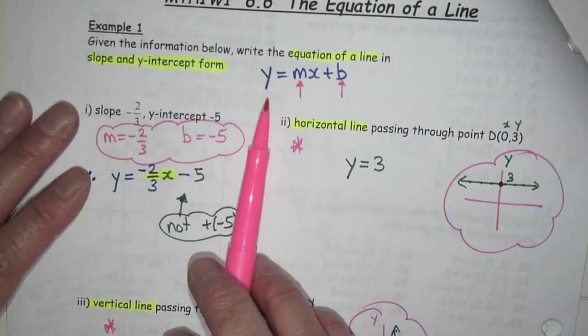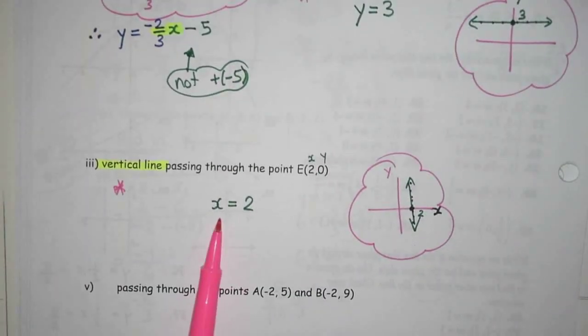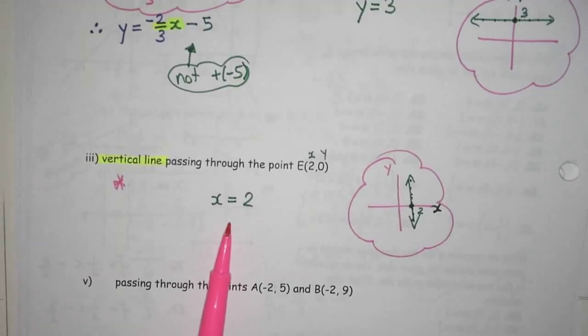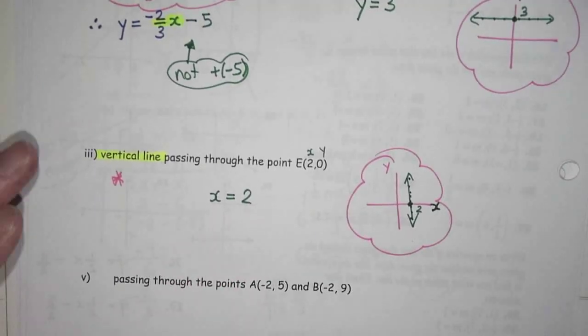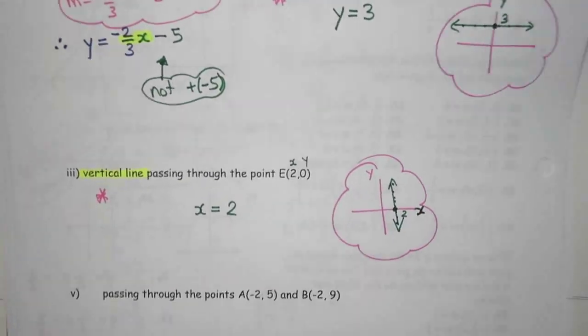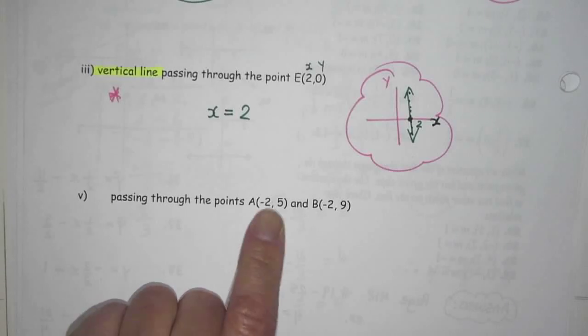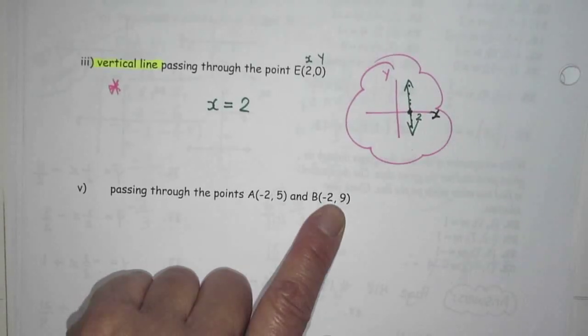So I know it says to write it in the form y equals mx plus b, y equals 3. This one here, there is no y equals mx plus b form because there is no y value. It's just x, so leaving it like that is fine. Here we go. The next one says it's passing through the points (-2, 5) and (-2, 9).